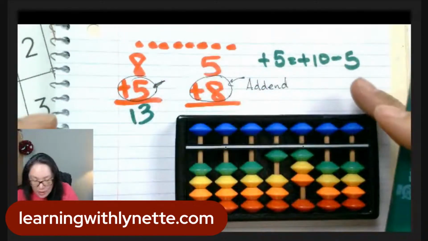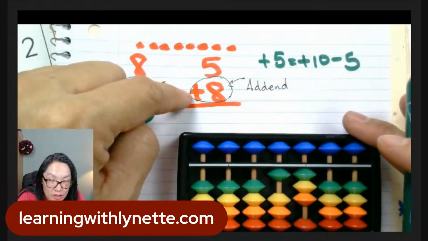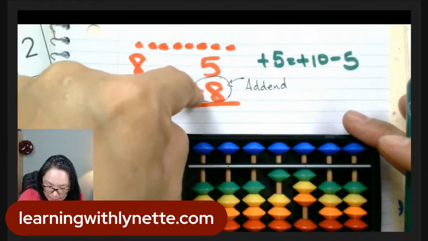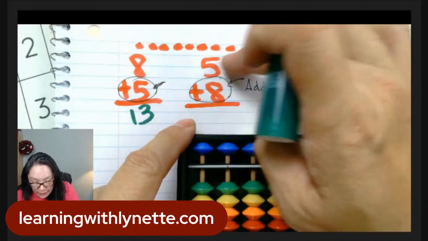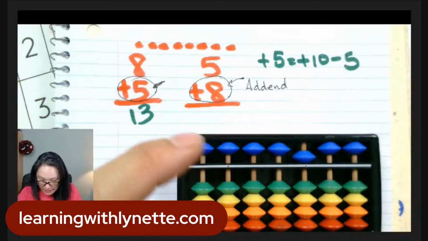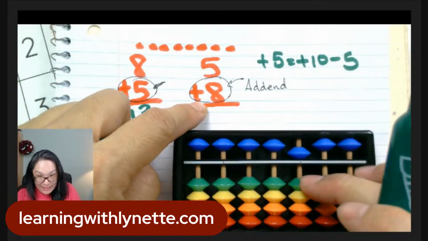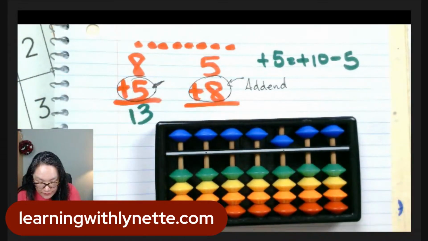That's fine. But notice we're not going to focus on the result. What we're going to focus on is the add-in. So when we look at this add-in, we need to see what's going on. We have 5. We add the 5. Now my question is to add the 8. Is there enough to add the 8? No, there is not enough to add the 8.